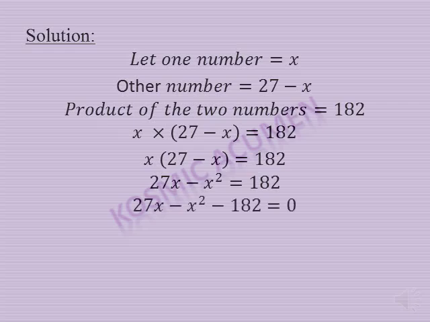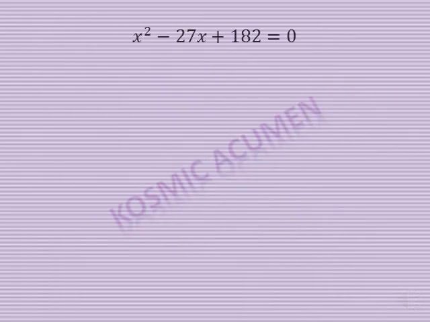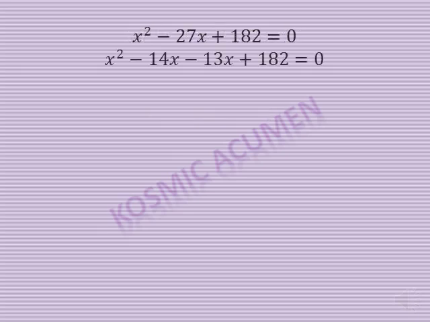We take 182 on the LHS and we rearrange, and the equation that we are left with is x square minus 27x plus 182 is equal to 0. Now we have to solve this equation and find those two numbers. We can see that minus 27x can be written in terms of the factors of 1 into 182. That is, minus 14x minus 13x gives us minus 27x. From the first two terms, x is common and we'll be left with x minus 14.